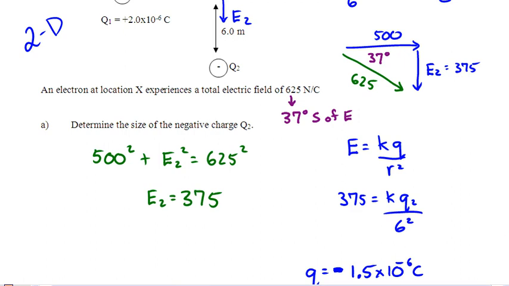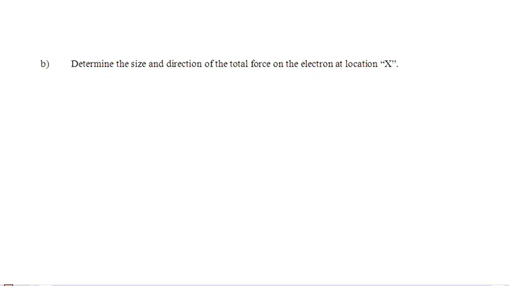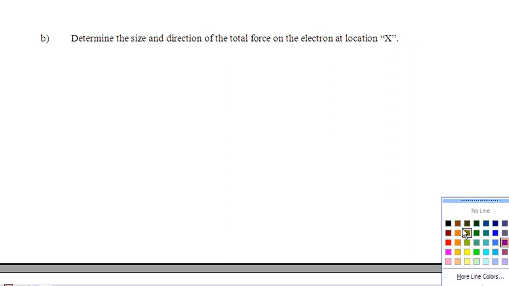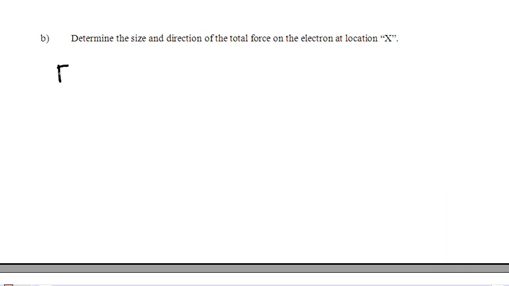Last question at the bottom of this page says, okay, great. What about the size and the direction for the total force on an electron that might get dropped down at location X? Well, so far we've been talking about putting a positive there. Now they're saying, oh, no, we want to put an electron there. No problem. The force total, well, it's going to be the Q that you want to put there, the electron, multiplied by the electric field total.